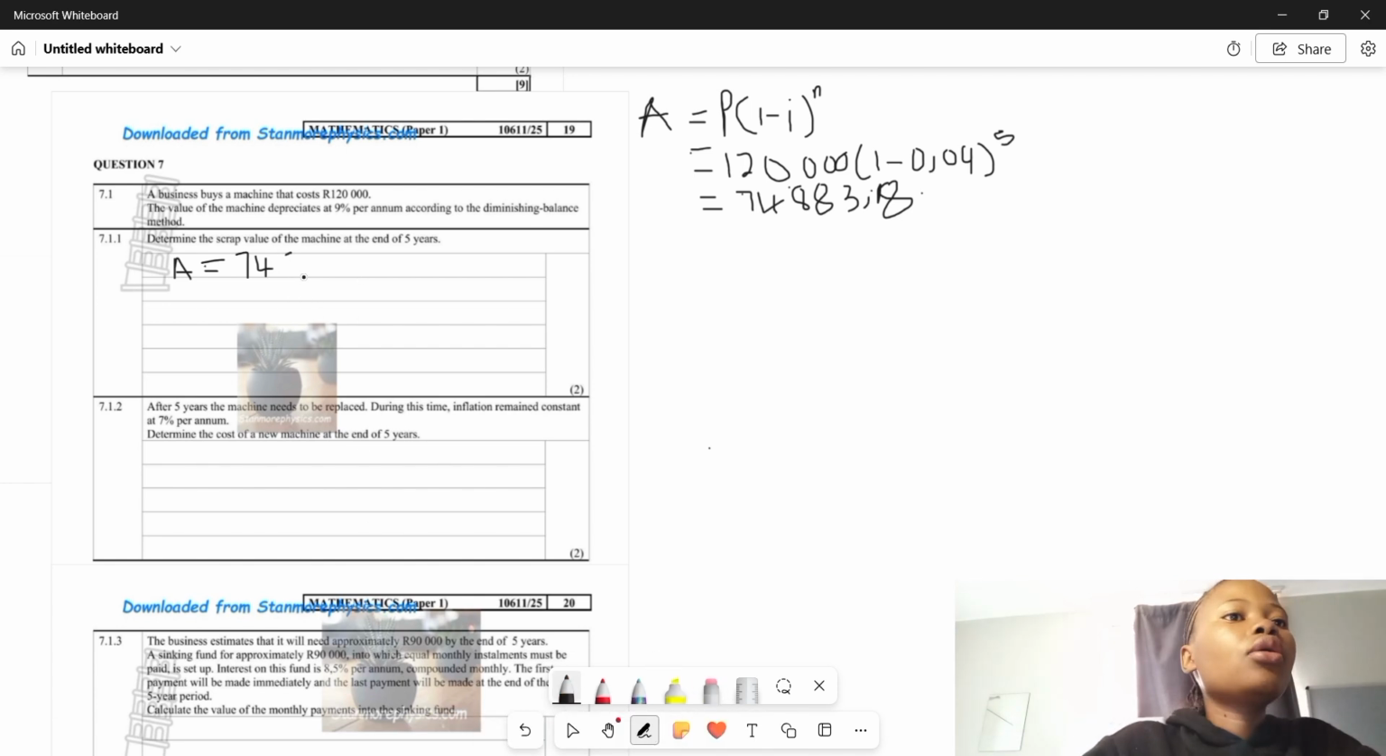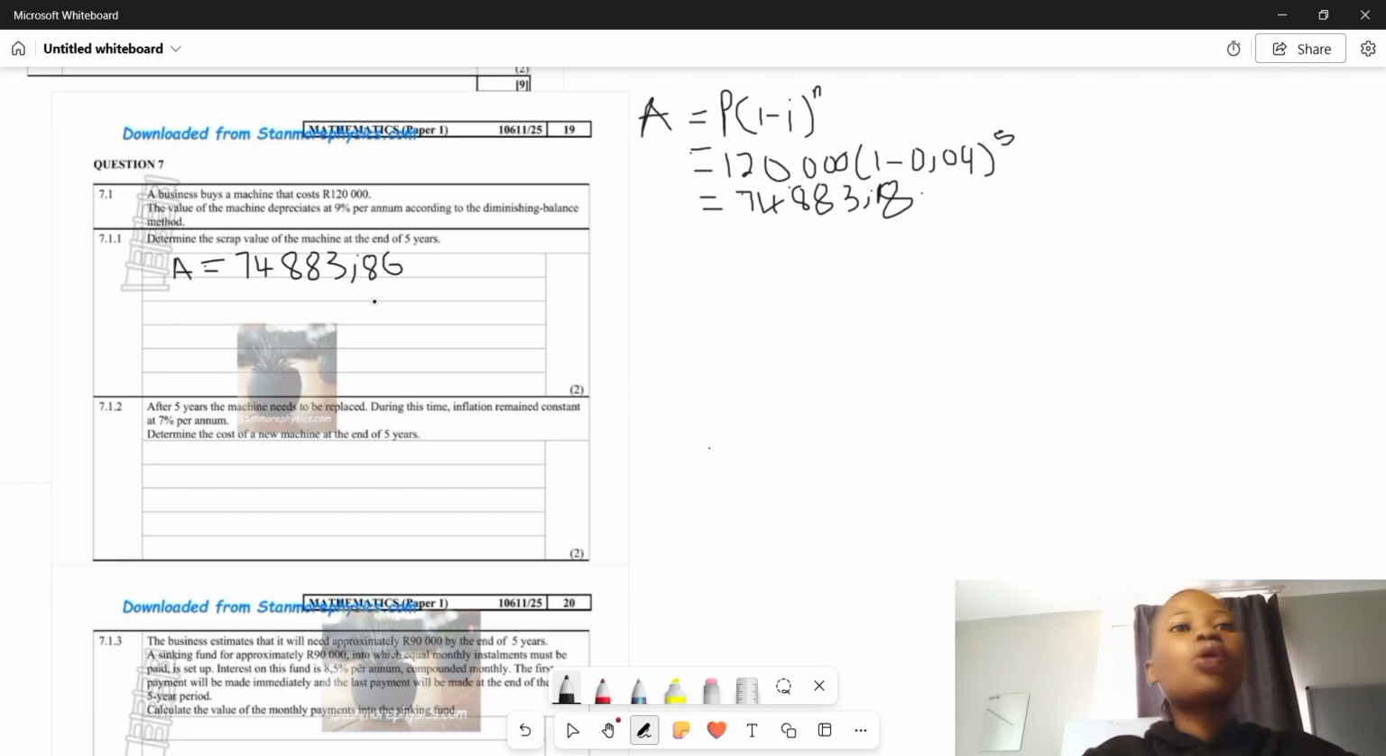Good. Now we are moving to the next question, but after 5 years the machine needs to be replaced. During this time inflation remained constant at 7% per annum. So now they tell us the inflation remains constant. Now we're going to use the same formula, one plus i to the power n. Now, but determine the cost of a new machine, right? It's like determining the appreciation.